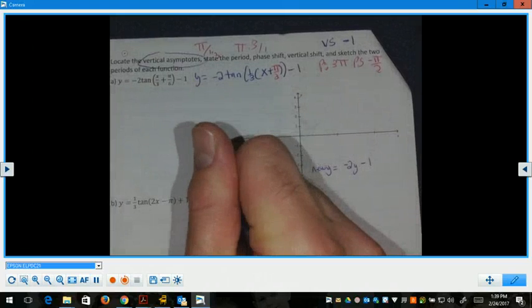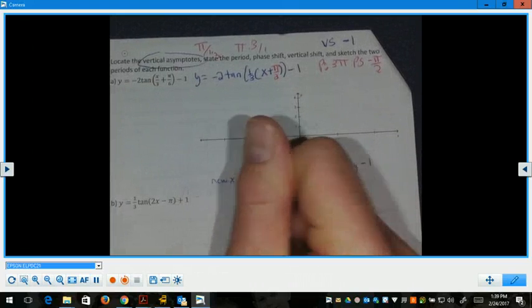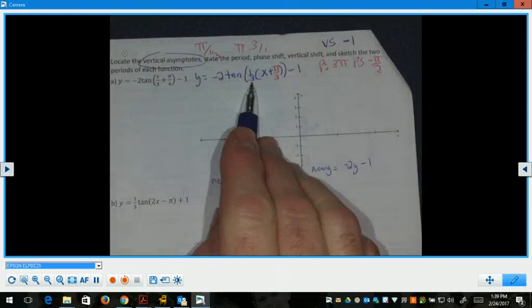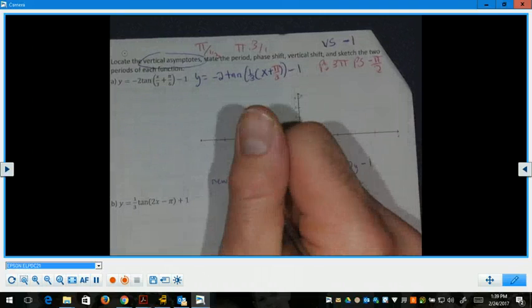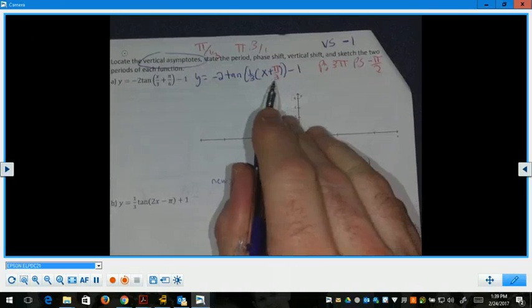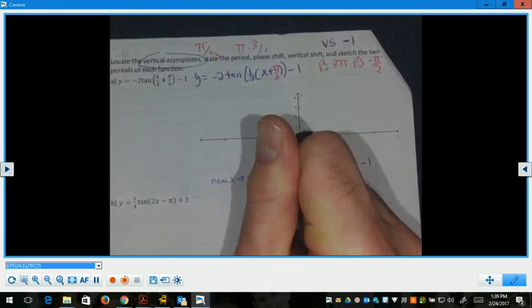Whereas my new x-coordinate, this 1/3 is actually going to be multiplied by the reciprocal, 3, and then I'm going to subtract pi over 2.